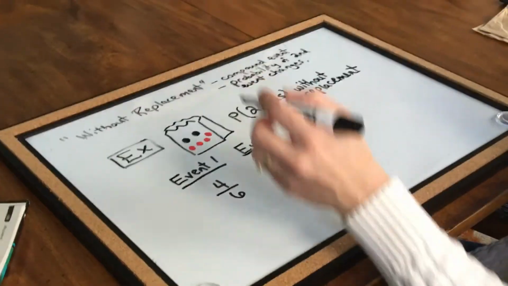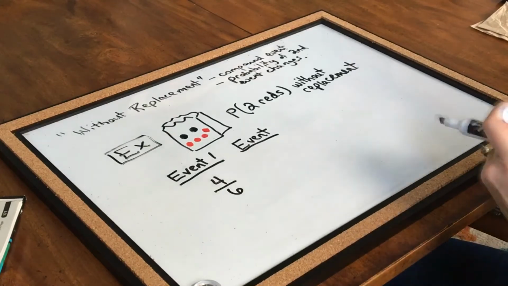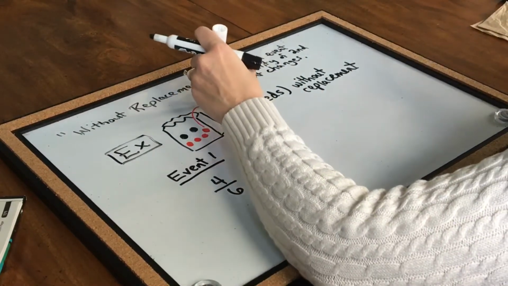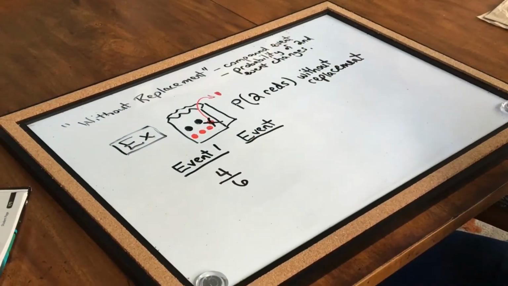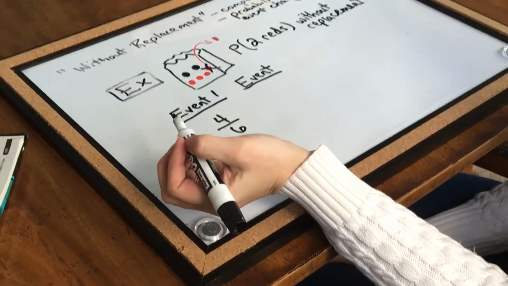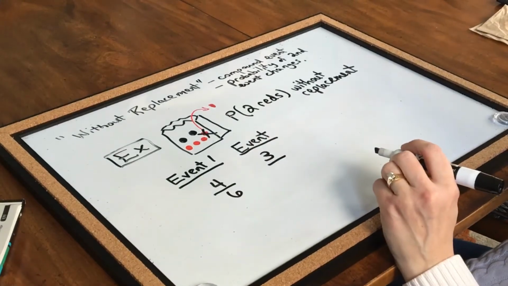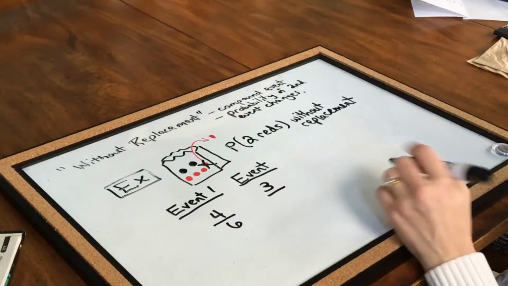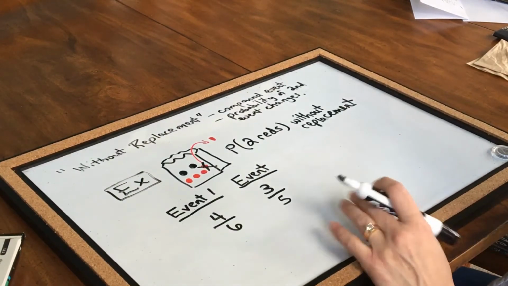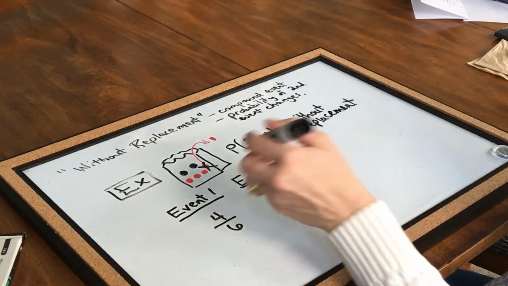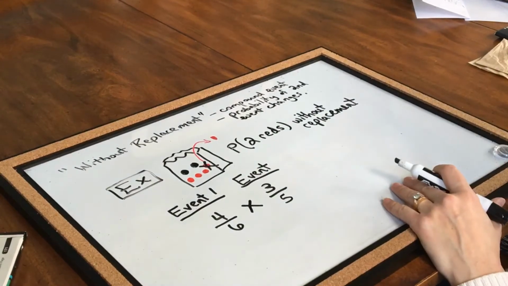Okay. But then, let's say I draw out a red marble, but I don't replace it. That means I've taken a red marble out of the bag. It's gone. It's no longer in the bag anymore. So the probability of my second event changes. Okay, now there are only 3 red marbles in the bag, and there are only 1, 2, 3, 4, 5 marbles total. That's a big difference, right? Okay, so now that I have the probability of my 2 events, I multiply them together to get my final probability of choosing 2 reds.